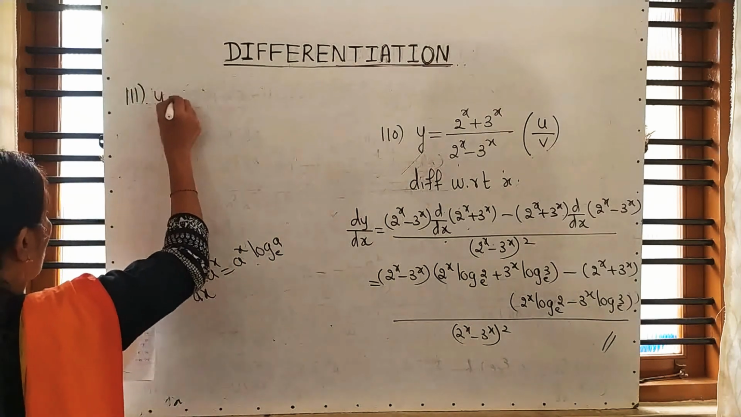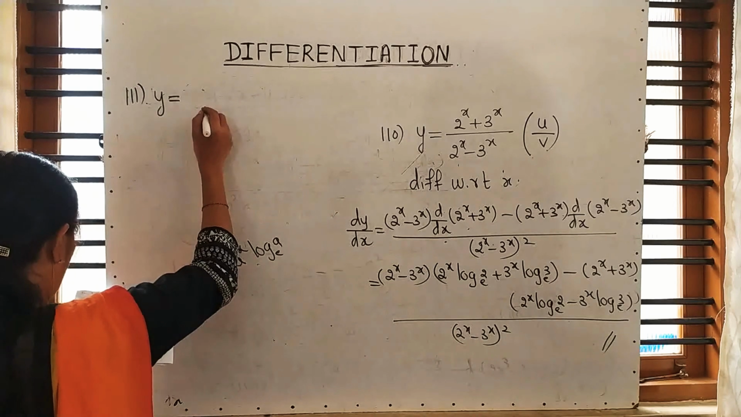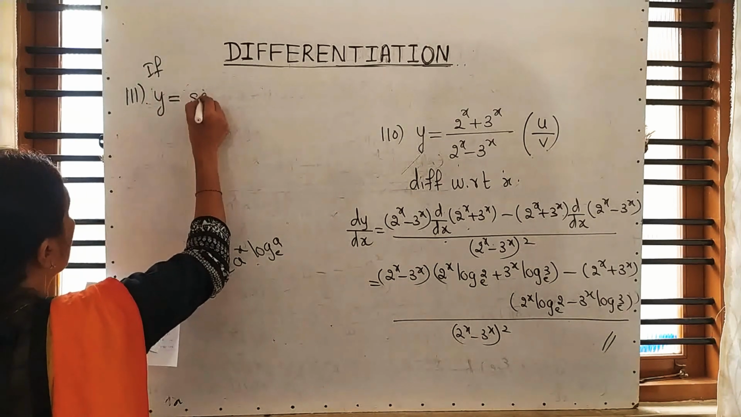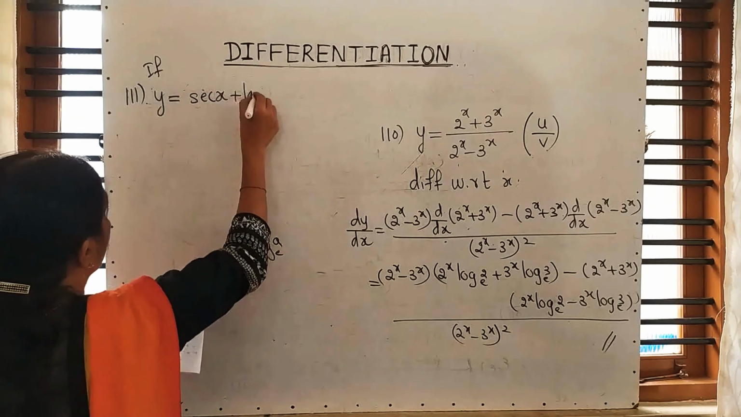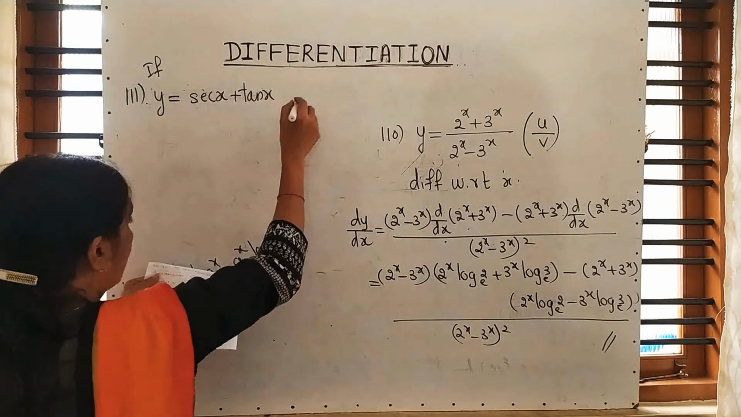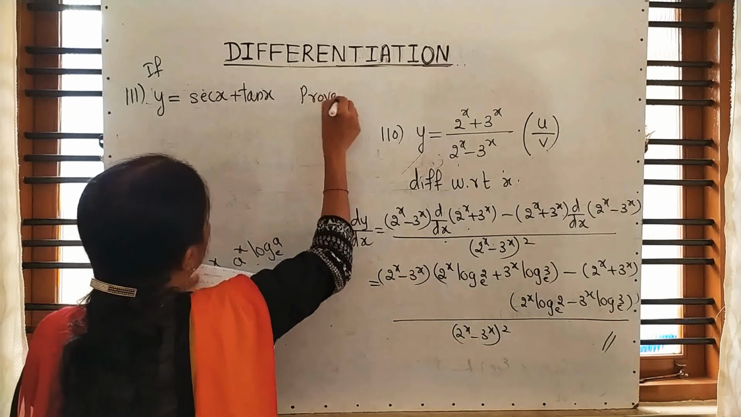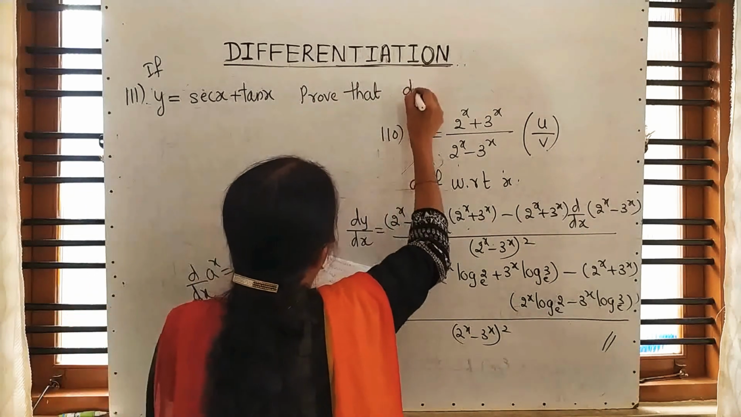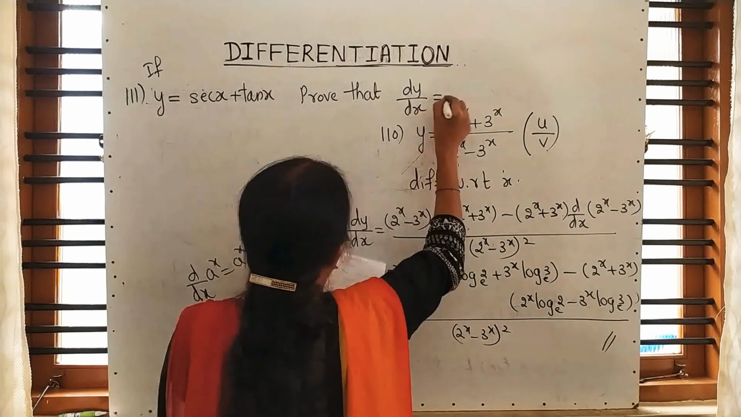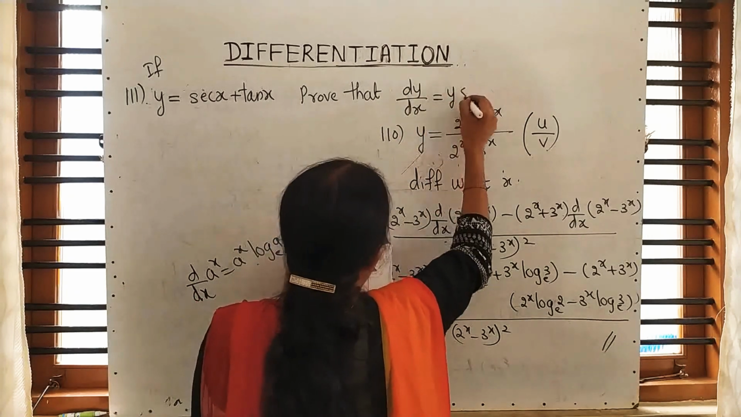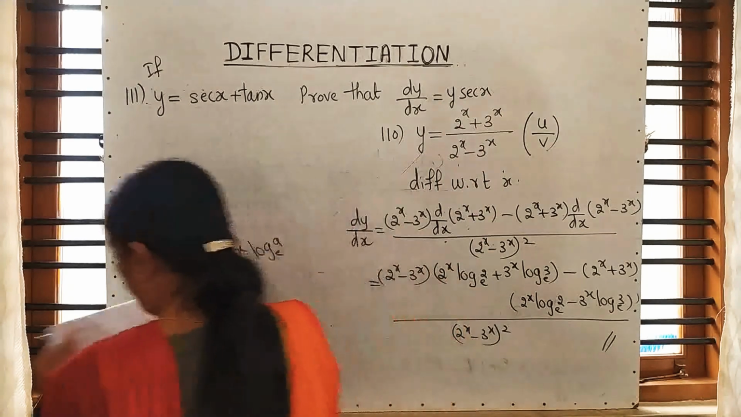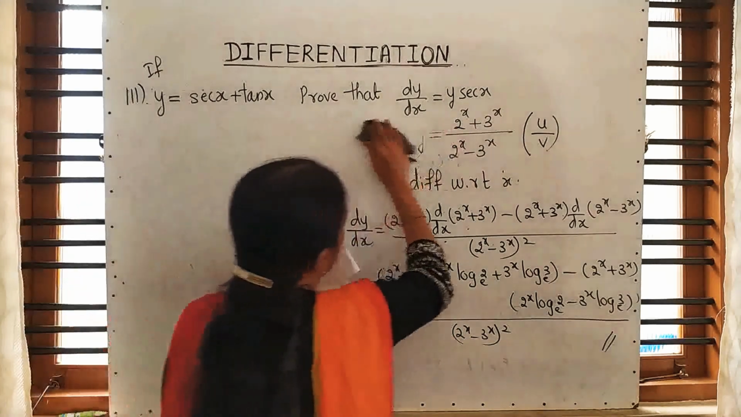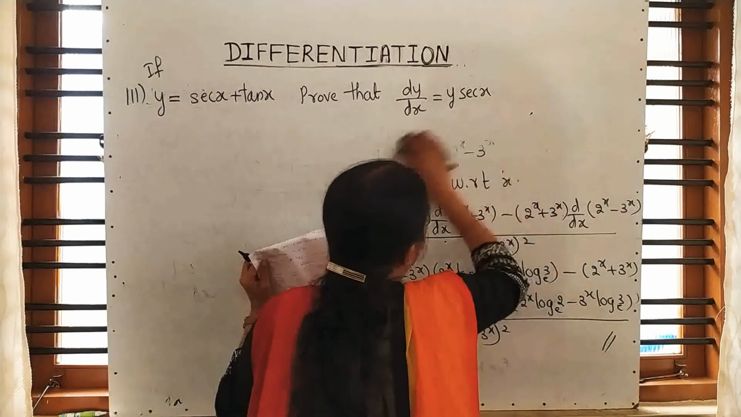Next, if y is equal to sec x plus tan x, prove that dy upon dx is equal to y into secant x. See, it is interesting. The questions are such that's why I am giving you different questions, and I want to make your basics perfect.